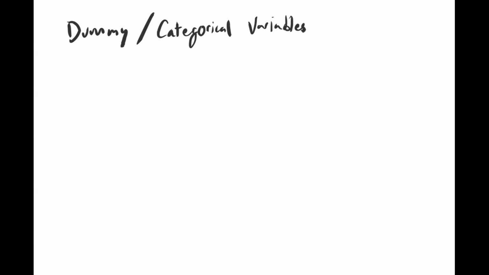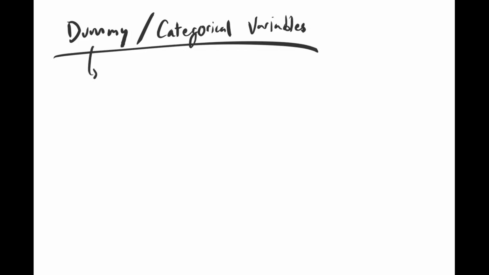So everything that we've been talking about thus far has been with our explanatory variables being continuous, but they don't necessarily have to be, okay? And so we have dummy and categorical variables. This concept is how we would deal with non-continuous variables.